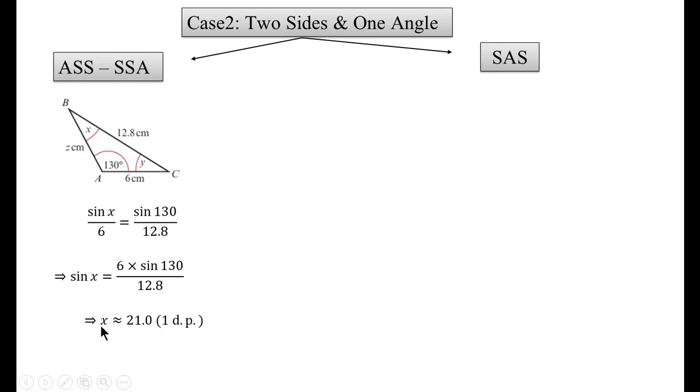But in this case, we are sure that x is an acute angle because in any triangle, we don't have more than one obtuse angle, of course. And then we can get y, 180 minus the sum of x and 130. And then we can get z by completing the third ratio here. We can say this equals sine y divided by z, and then we can get the value of z.